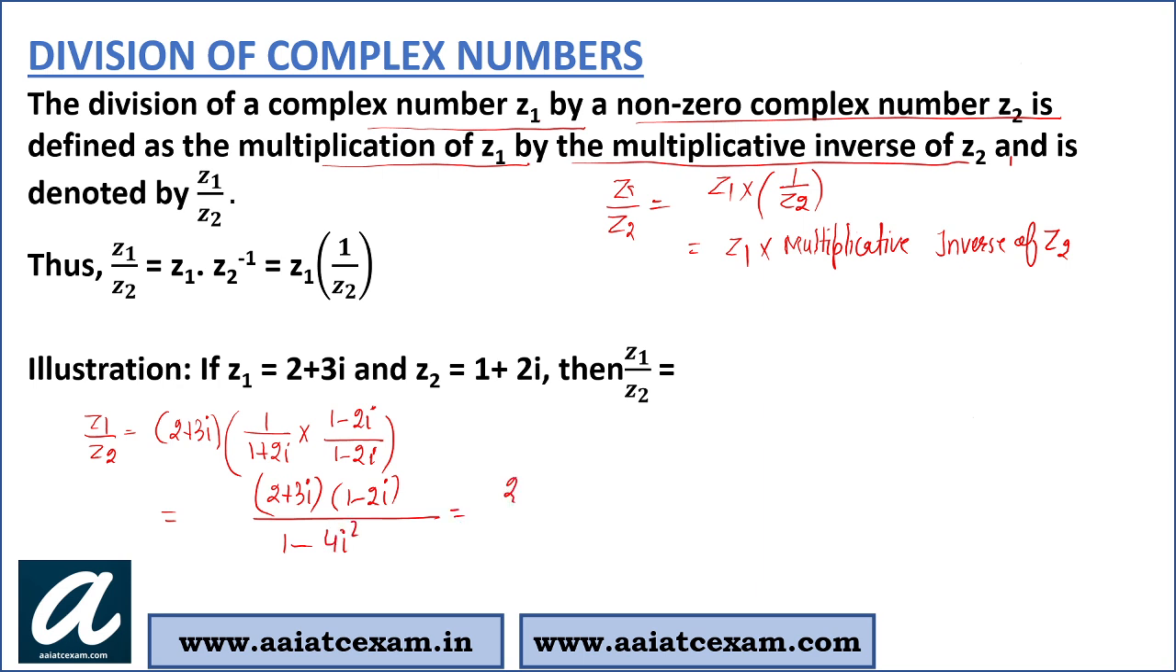So after multiplying, you'll get 2 minus 4 iota plus 3 iota minus 6 iota square by 1 plus 4. So this is equal to 8 minus iota by 5. So your answer is 8 by 5 minus 1 by 5 iota. I have converted this question to the standard form. 6 iota square will become plus 6. That's why 6 plus 2 is 8, and minus 4 iota plus 3 iota is minus iota here. Students, I hope the division of two complex numbers is clear.